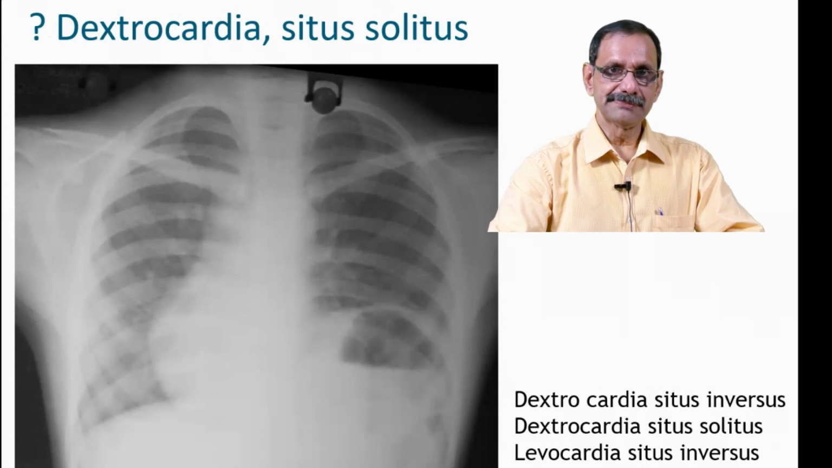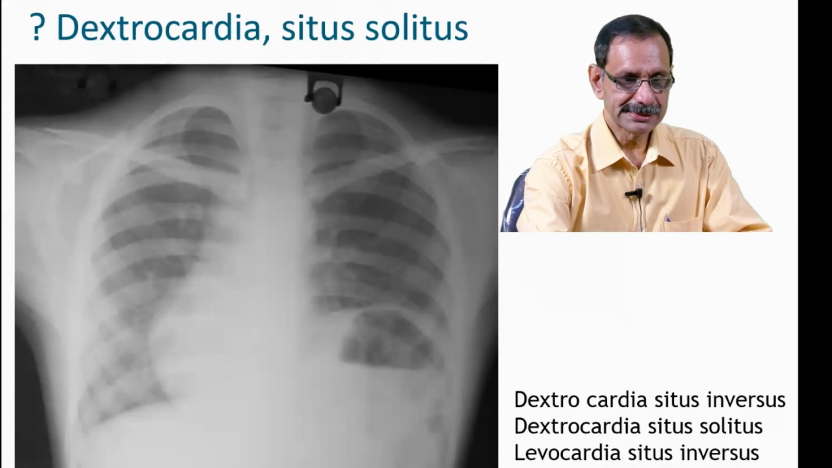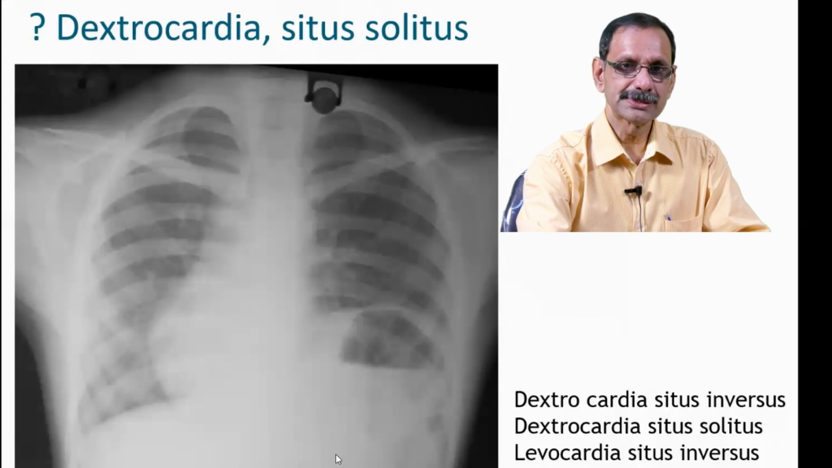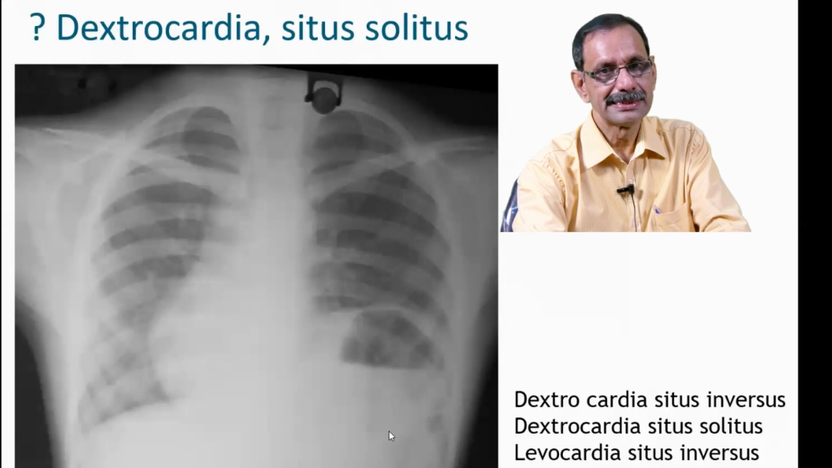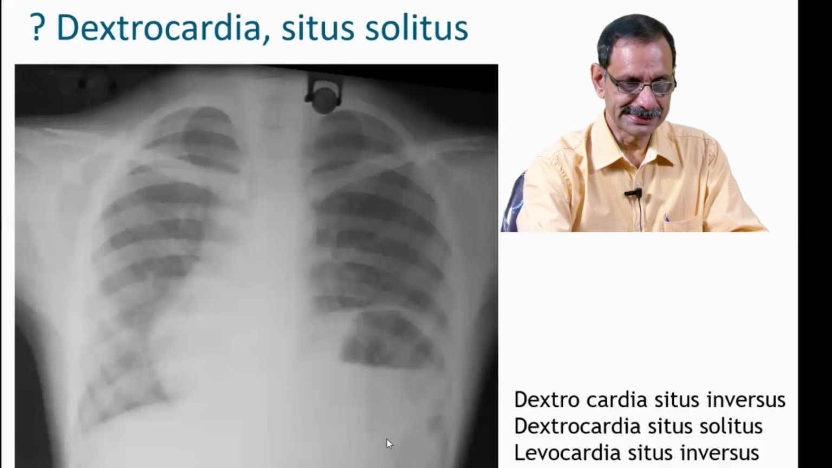But if it is mirror image, like situs inversus and dextrocardia, which means the liver is here on the left side, but the heart is on the right side, so they are on opposite sides, then it is almost like normal. The chance of structural heart disease is minimal, less than 10%.